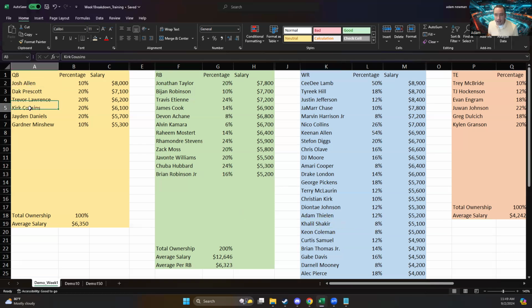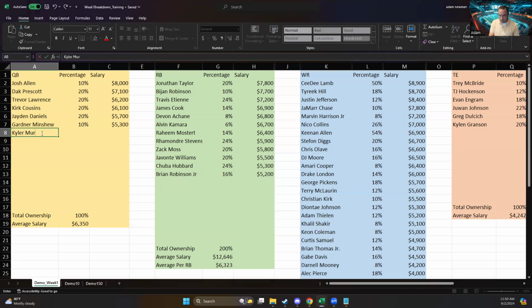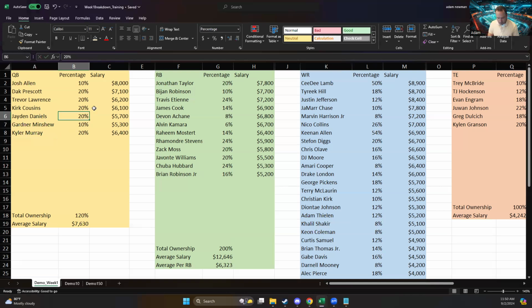By the way, if I stacked Kyler Murray, and Kyler's not on here, and I force a bringback in all my Kyler Murray stacks, I better have enough ownership to account for that as well. So if I added Kyler on here, let's do it. What's Kyler's price? 6,400. I like Kyler Murray. This is a really important exercise to go through. I want Kyler Murray on 20% also. And let's just say I'm going to nuke Jayden Daniels just for the time being. I'll nuke him to 0, so I still have my 100%.